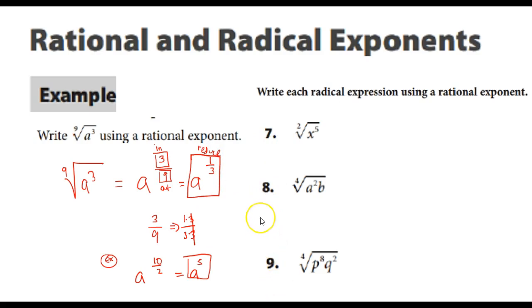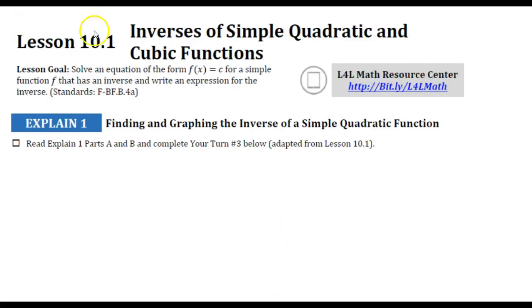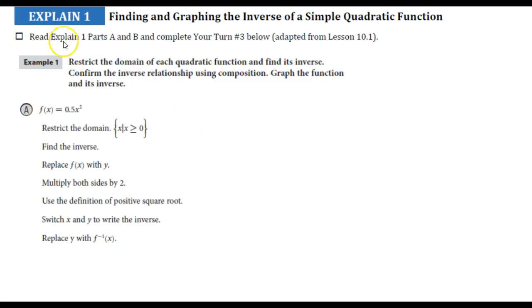And what we're going to do next is actually start 10.1, inverses of simple quadratic and cubic functions, by looking at an example from your textbook. So I'm going to pull 2 examples from your textbook and have you try out the problem in your packet. So you can see here from our textbook we have example 1. It says take our equation here, restrict the domain of each quadratic function. So that's the first thing we have to do.